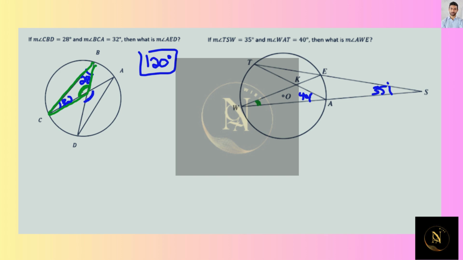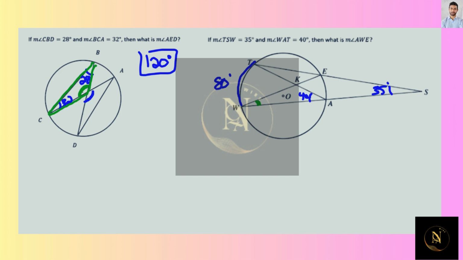Okay, so some things we would know. Arc TW would have to be 80 degrees because angle WAT is 40. It's inscribed, it opens up to it. The arc is twice the angle.